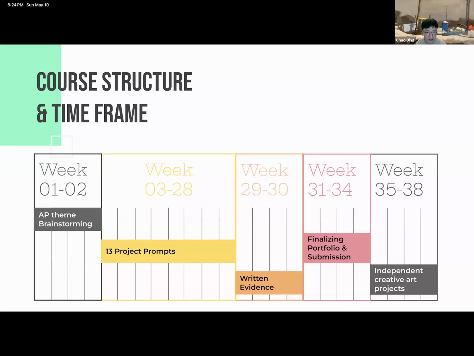And overall, the course is designed to help the student not only prepare for the AP exam, but also build a mature and competitive art portfolio for future opportunities. Yeah, that's pretty much for me.